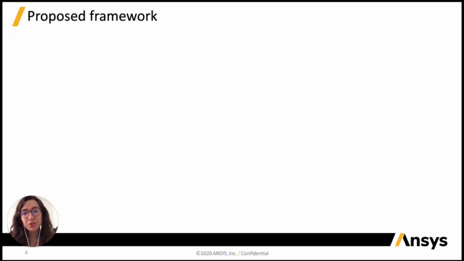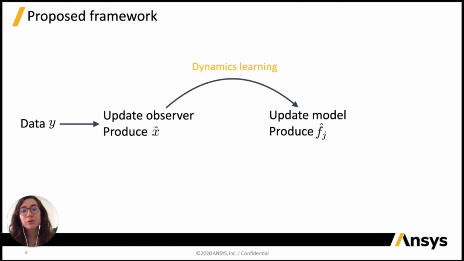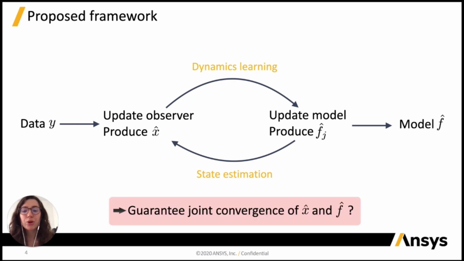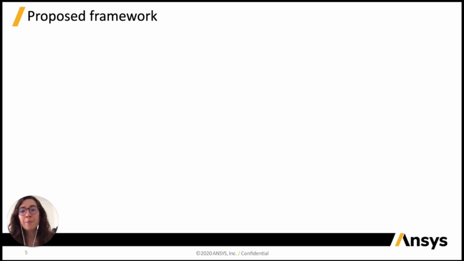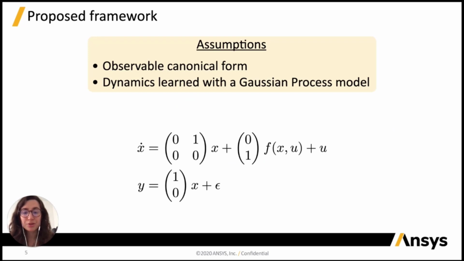Well, what we propose to do here is to take this data that we measure on the physical system, feed it into an observer, which produces estimated state trajectories, and then use those to learn a model of the dynamics, which is then put back into the observer to make it more accurate. And we go into this cyclic motion until we have an accurate observer and an accurate dynamics model. And we also want to guarantee joint convergence of both the observer and the model. We assume that we are in the observable canonical form, which you can see here in 2 dimensions, and that we use Gaussian process models for learning.